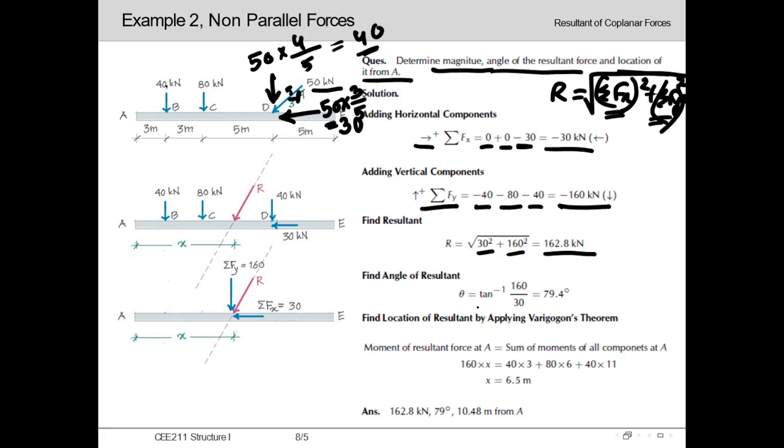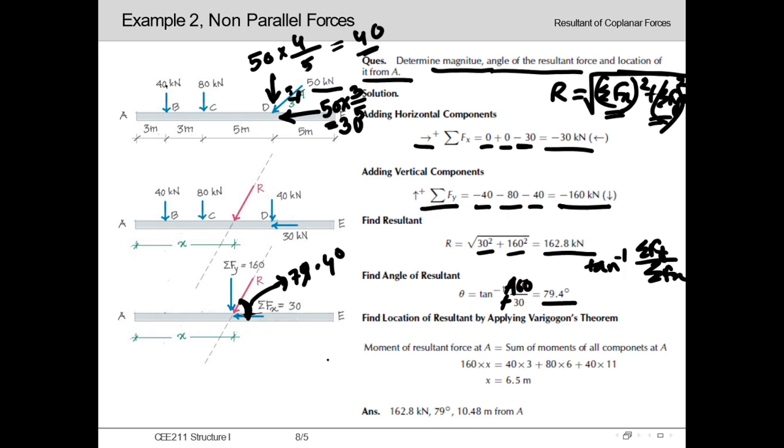To calculate the angle, we know the formula is tan inverse of summation of f of y by summation of f of x. Here the value of summation of f of y is minus 160 and summation of f of x is minus 30. So the minus is cancelled out. It will be simply 160 by 30. Tan inverse 160 by 30 is 79.4 degree. That means the resultant will be acting at an angle of 79.4 degree with the horizontal.